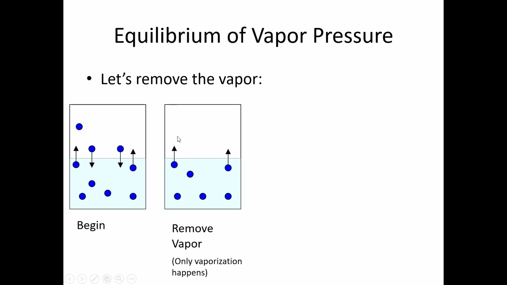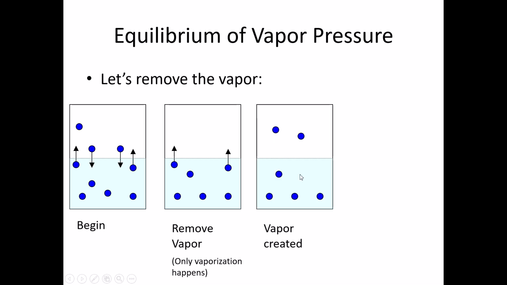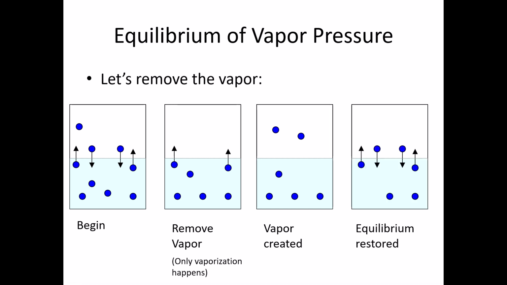If we remove the vapor, the only thing left is vaporization. So some of our liquid molecules can become gas molecules. And here we have 4 liquid molecules left after 2 of them have now become gas molecules. Now we've reached an equilibrium again, where our vaporization rate is equal to our condensation rate.